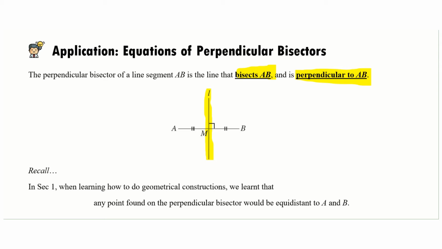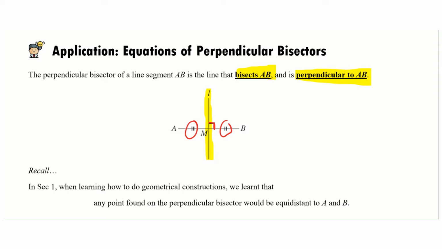Bisect means cutting something into 2 equal parts. Bi means 2, sect means to cut. That's why we have AM and MB being of equal length. Then very importantly, it is called a perpendicular bisector, so it has to be perpendicular somewhere. The perpendicular bisector is at 90 degrees to the line AB.